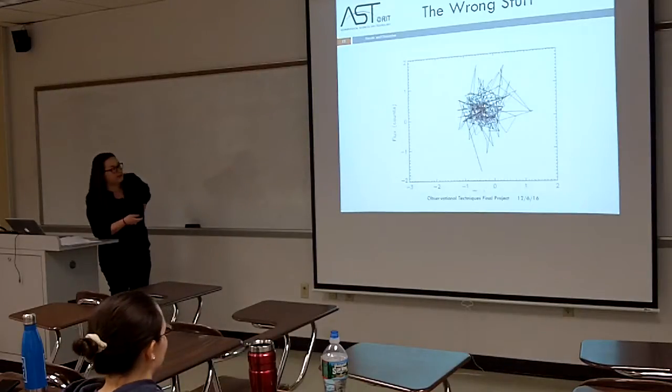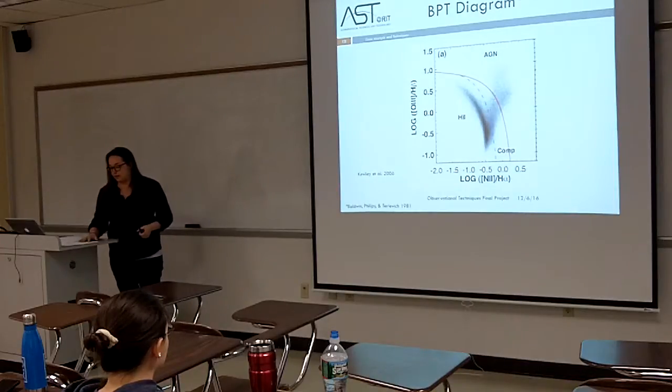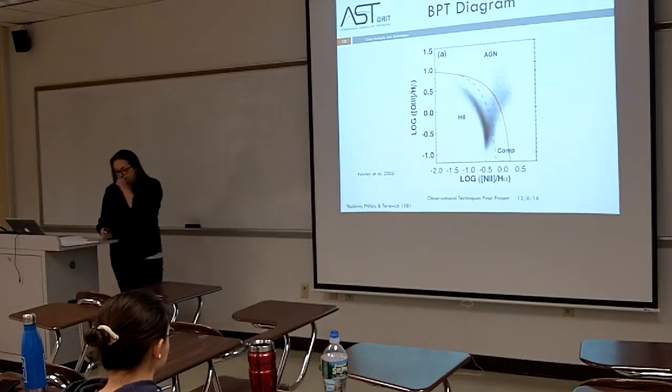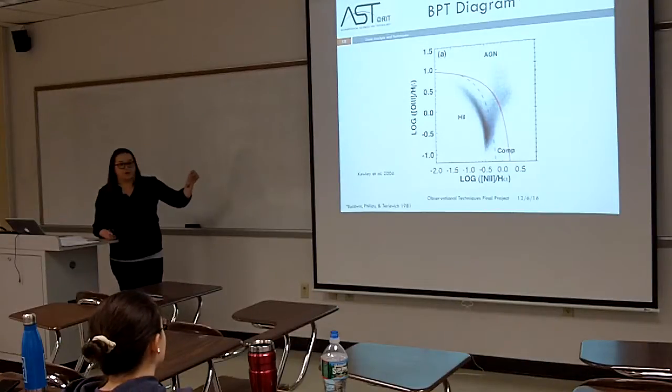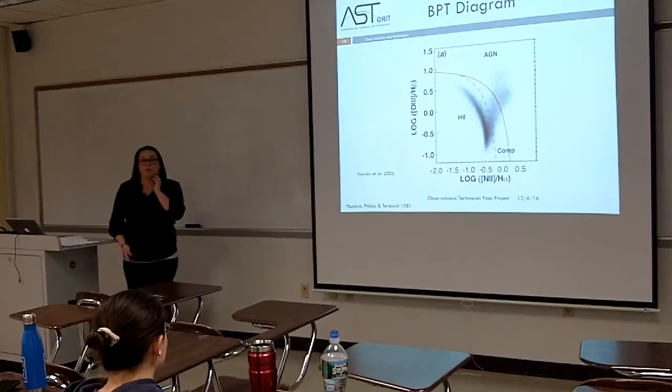And first, I want to take you back to this BPT diagram quickly, because I promised you that it wasn't quite the same at higher redshifts. And like I said before, 100,000 galaxies on this plot, so much easier to see a trend. And also this was for the local universe, whereas my galaxies are at a redshift of about 1.5.